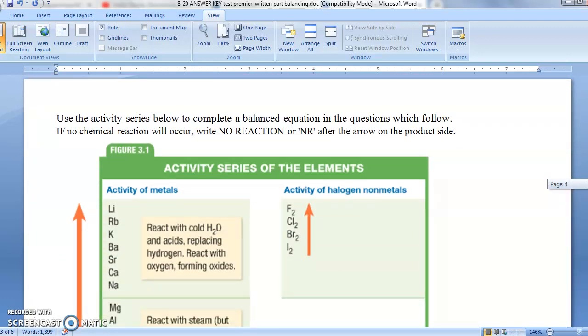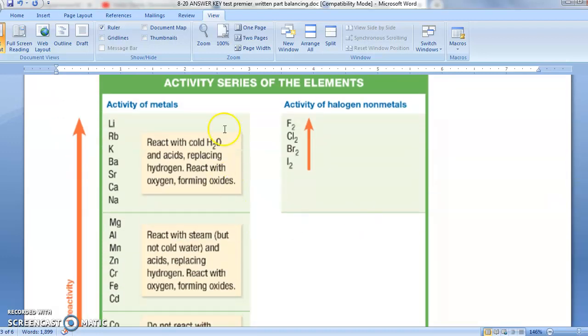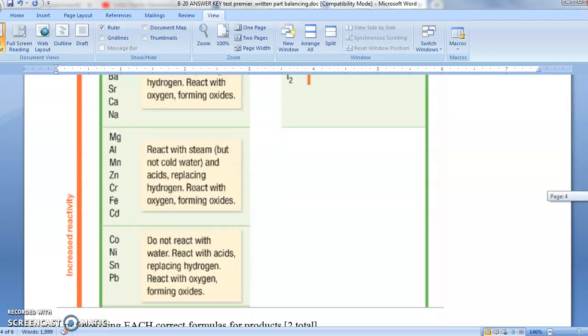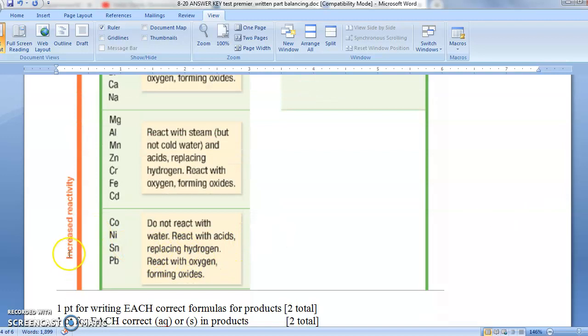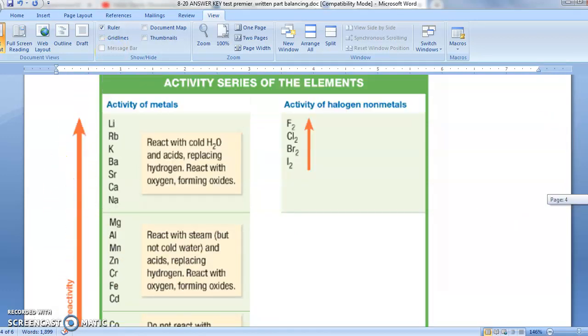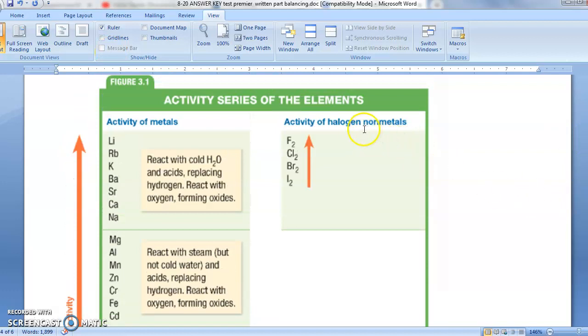This time we're looking for the activity series to decide whether reactions will happen. This is the activity series of the metals, most active at the top. Our less active metals are at the bottom. It tells us the activity increases as we move up. Here's our activity of the halogens or nonmetals. Iodine's least active, fluorine's most active. We continue on up. Iodine's less active than fluorine. Activity increases as we move up.